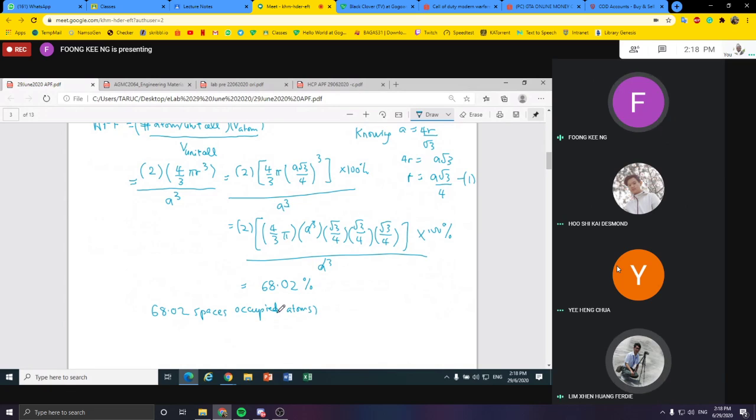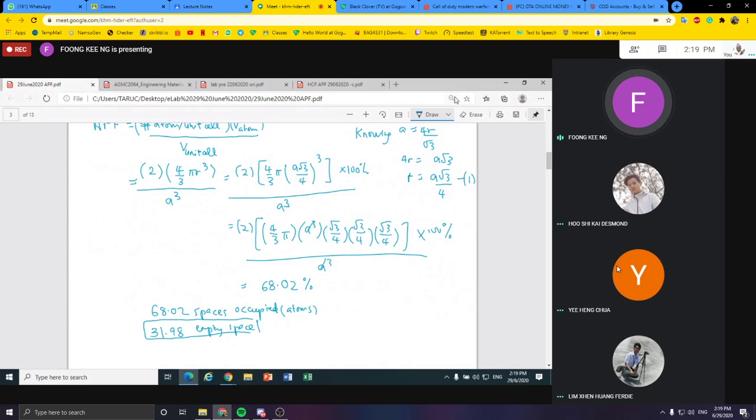What's the empty space? 31.98. So did the question ask you for the empty space? No, this is extra. If you put that, it shows you understand one level higher. You go beyond what is asked in the question.